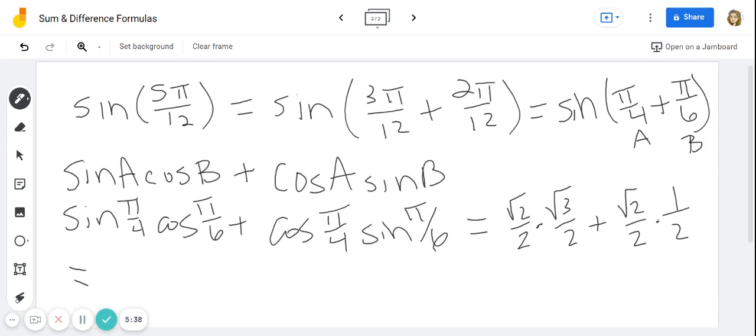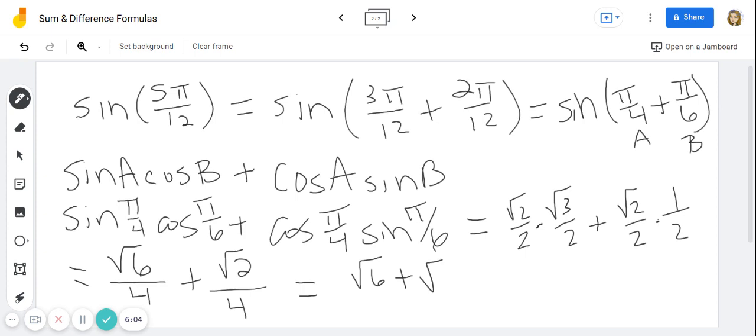Okay, if we multiply, we have square root of 2 times square root of 3, which is square root of 6, over 2 times 2, which is 4, plus square root of 2 times 1 is square root of 2, over 2 times 2, which is 4. Now we have a common denominator, so we can add these together on the top. We can't combine the square roots because they're not the same square root, and we can't simplify them down. So we can just leave this as square root of 6 plus square root of 2 all over 4.